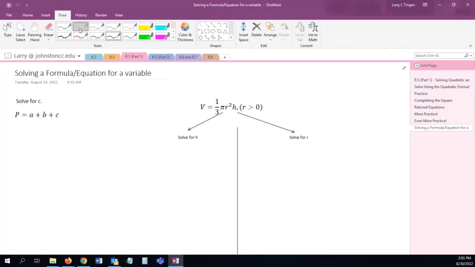All right? So everything with the C goes to one side. Everything without goes to the other. Well, this is the only term that has a C in it. So this is currently A plus B plus C. I want to get rid of the A, so I'm going to subtract it. So I'm left with P minus A is equal to B plus C. C is almost by itself. I just need to subtract that B. And now I'm left with C is equal to P minus A minus B.